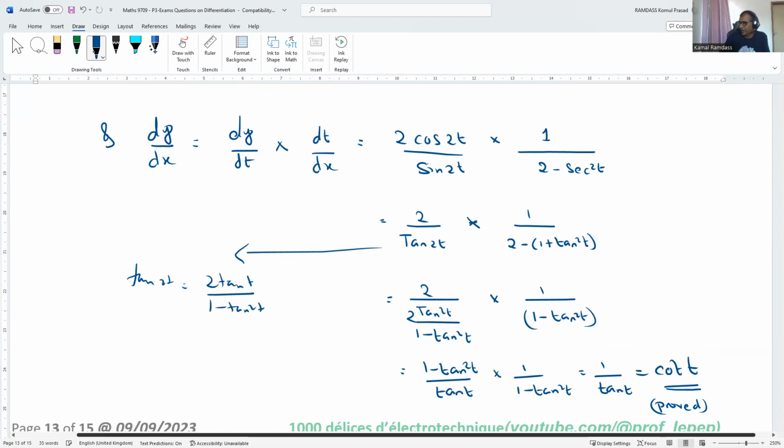OK? Ça veut dire, on divise par 2 tan de t divided by 1 minus tan square de t. Et finally, ça 2 et 2 là, coupé. OK? Ça 1 minus tan square de t là, il monte le dénominateur là-haut, divide by tan de t. Et multiply by 1 over, parce que ici, il vient 2 minus 1, minus tan square de t, il vient 1 minus tan square de t. Et finally, je gagne 1 minus tan square de t divided by tan de t, multiply by 1 over 1 minus tan square de t. Ça coupé, ça coupé. 1 over tan de t is equal to cot de t. Et on finit pour.